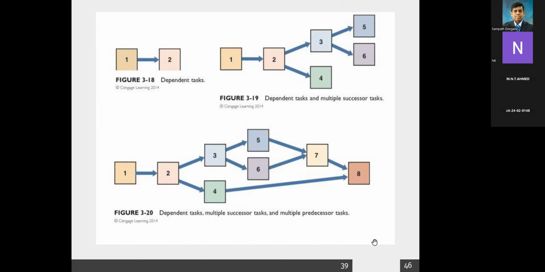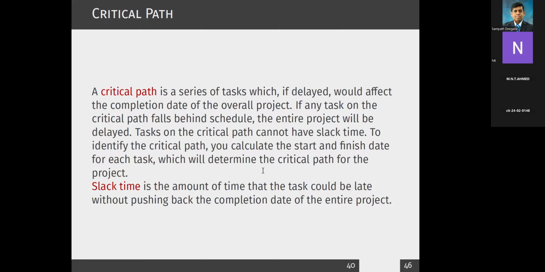And in this one, you have everything. You have dependent tasks, these 2 dependent. You have multiple successor tasks, these 2 multiple successor tasks. Okay, this one, if you look at, is called multiple predecessor tasks. That means to start task number 7, you have to first complete task number 5 and 6. Right. Now, we discussed the task box, task patterns.